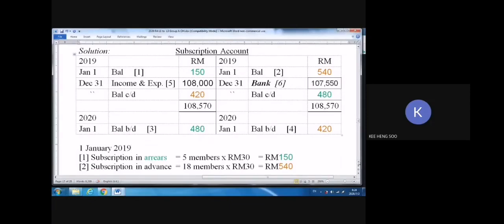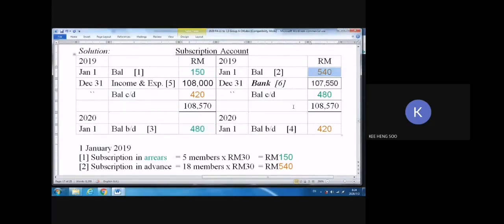But if you send me individually like that, and the question is technical, I can answer. But when you ask why this subscription account debit side is in arrears, I cannot answer you. Subscription in arrears means yuran yang belum diterima, the fees I haven't received. To me, money not received is my receivable.